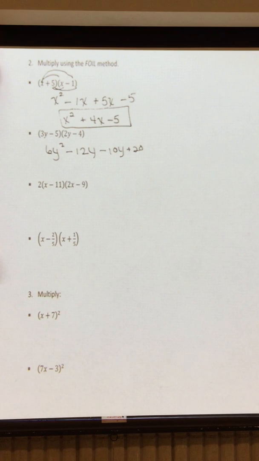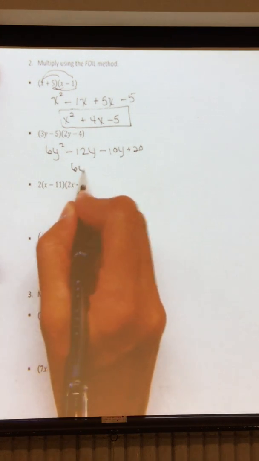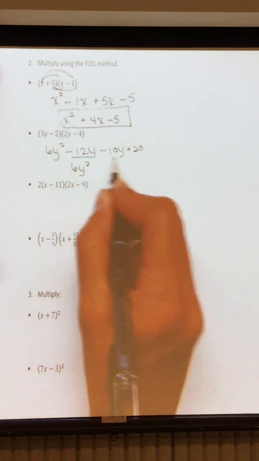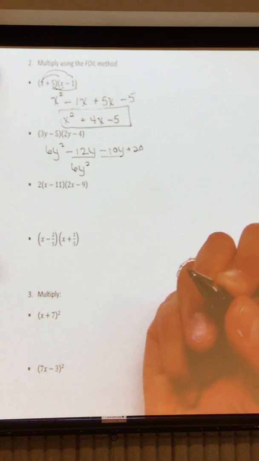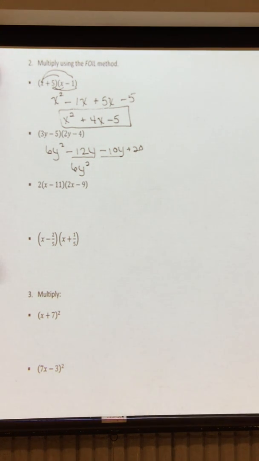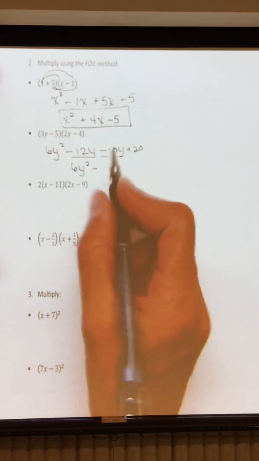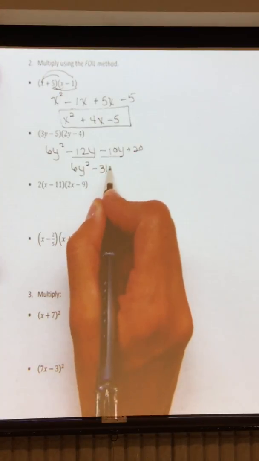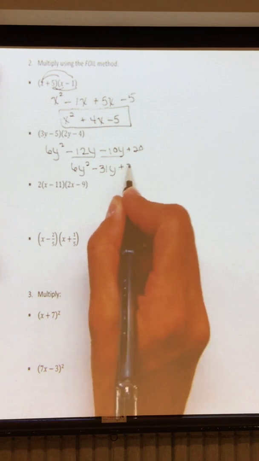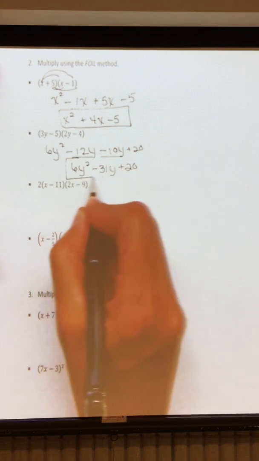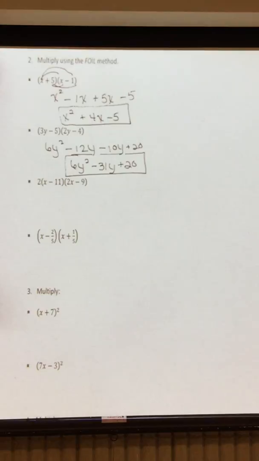Combining like terms, we have 6y squared, negative 12y minus 10y. Again, you have the same sign, so you add. You have negative 22y plus 20. And that is our final answer.